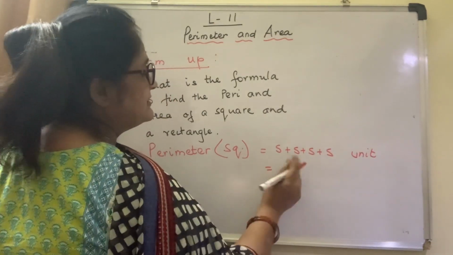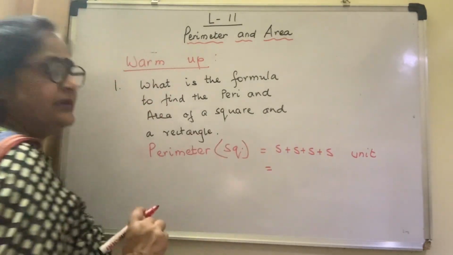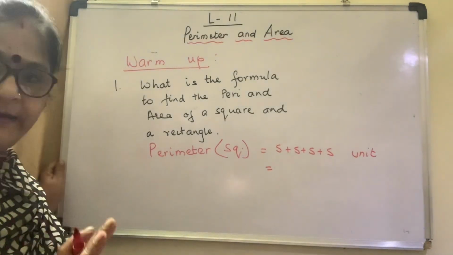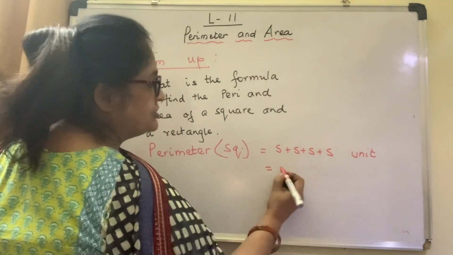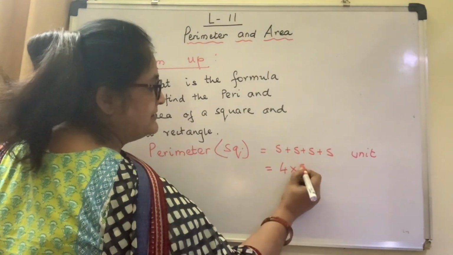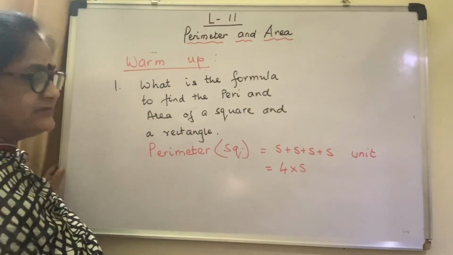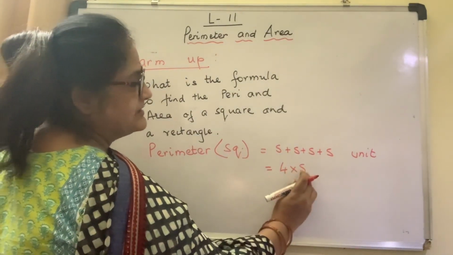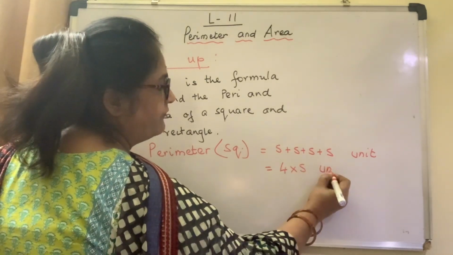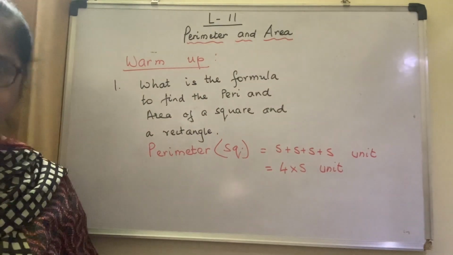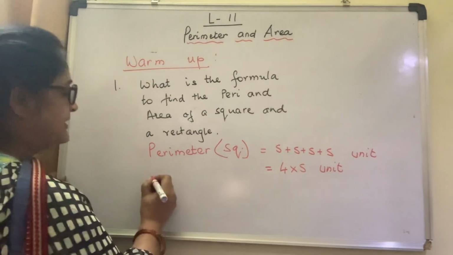Now how many? This is repeated addition of a side, of one number. So repeated addition of one number: the side is repeatedly added how many times? 4 times. So perimeter of a square is 4 times the side, measure of the side unit. That will give you the perimeter.